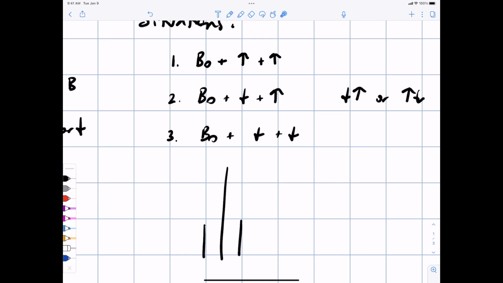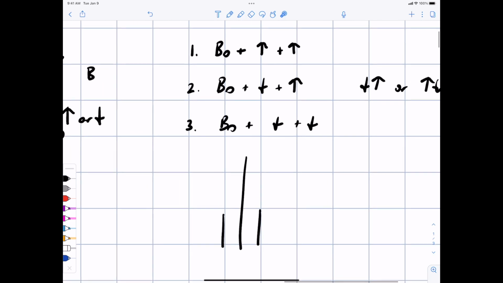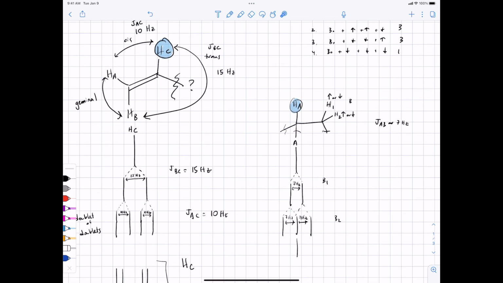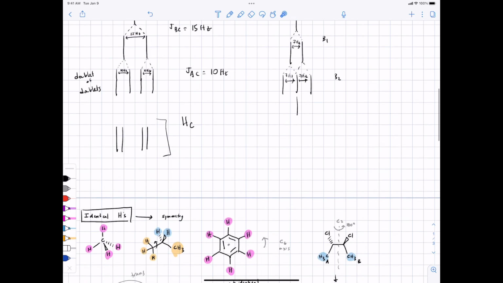Follow-up questions? I could say more about that, but I don't want to muddy the water. Yeah. Is there anything other than a double bond that could change a coupling constant value? Yes.